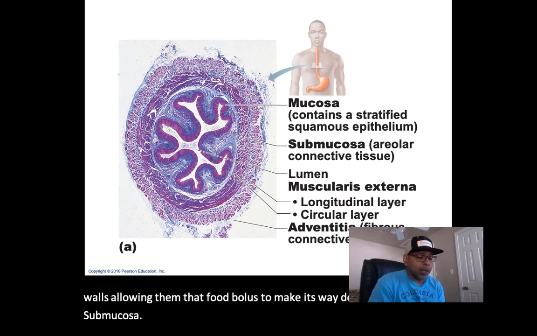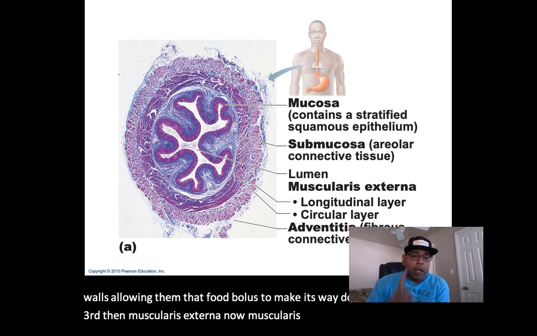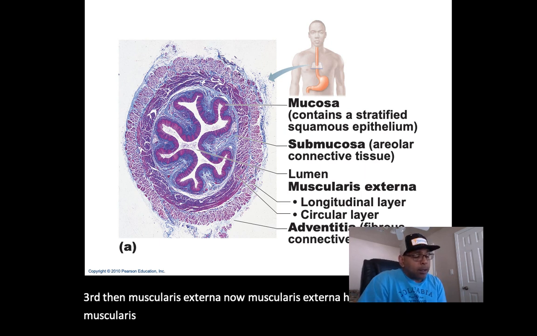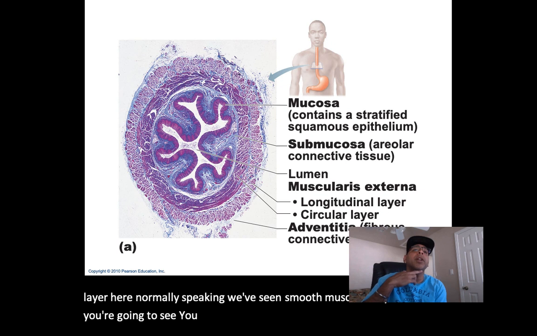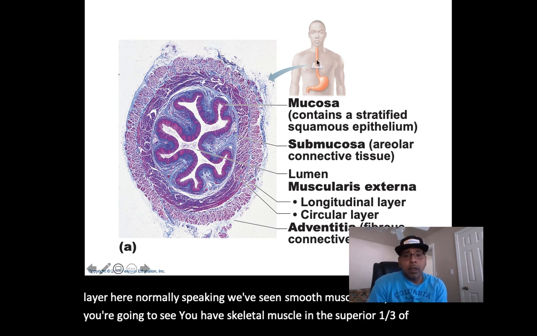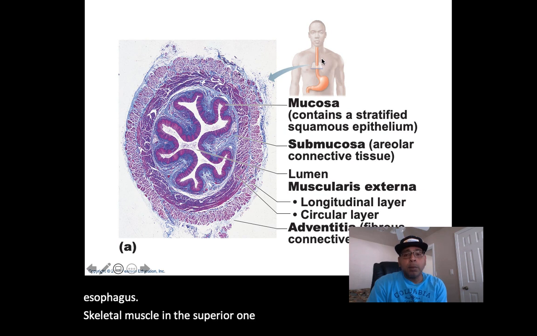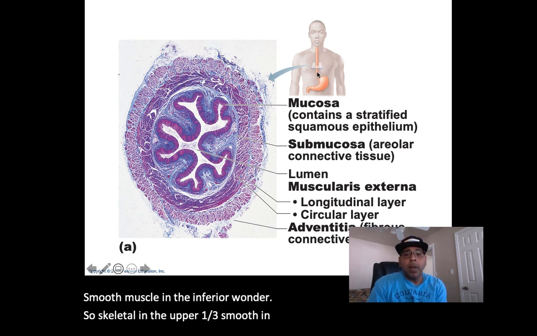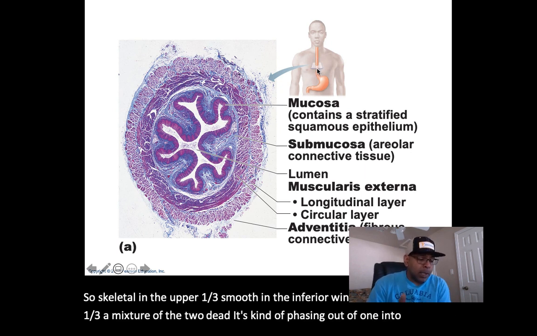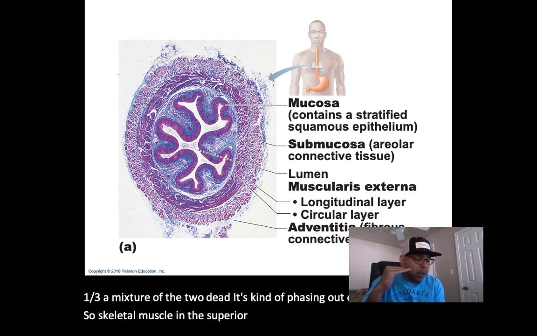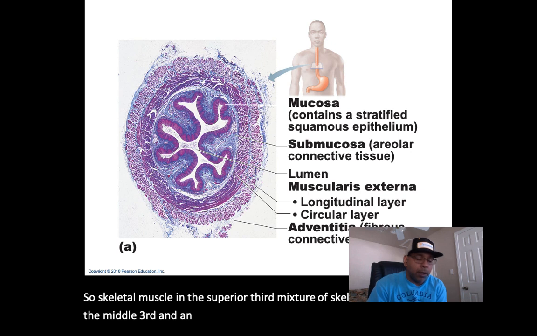Third, then, muscularis externa. When we talk muscularis externa, first thing I'd like you to know is that normally speaking, we've seen smooth muscle everywhere. Here you're going to see skeletal muscle in the superior third of the esophagus, smooth muscle in the inferior third, and in the middle third, a mixture of the two. It's kind of phasing out of one and into the other. So skeletal muscle in the superior third, a mixture of skeletal and smooth in the middle third, and then entirely smooth muscle in the inferior third.